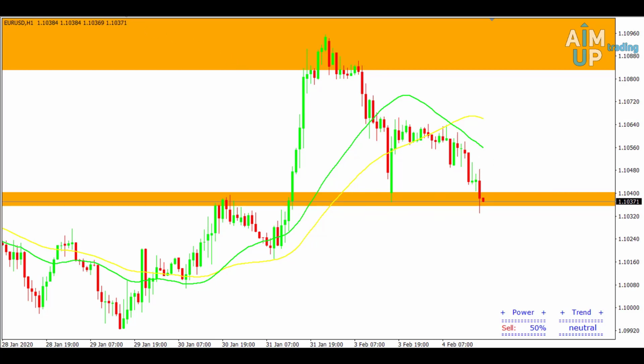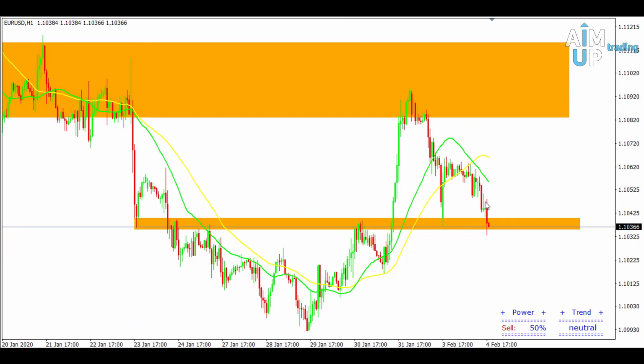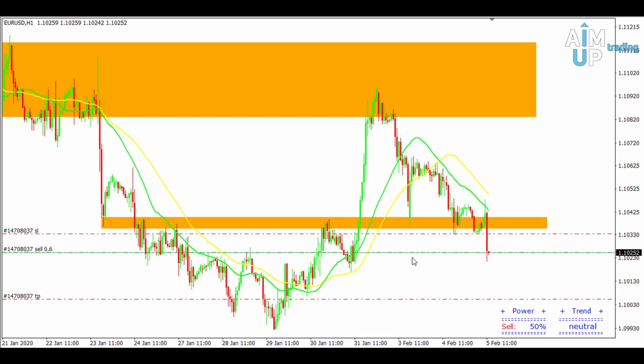Now after we already took profit here, what we are going to do next, as you can see, the moving averages are crossed really nicely. We have the power of the indicator showing at 50%, which is really good. What we're doing now, we're going to be waiting for a break of this zone, then a retest of the zone, and then we are going to be entering another short position, of course, if the market does what we are expecting.